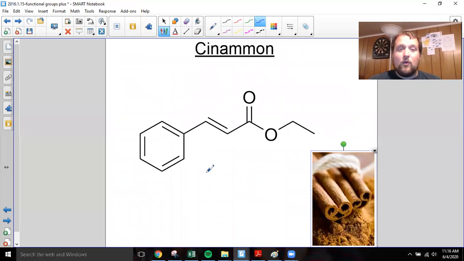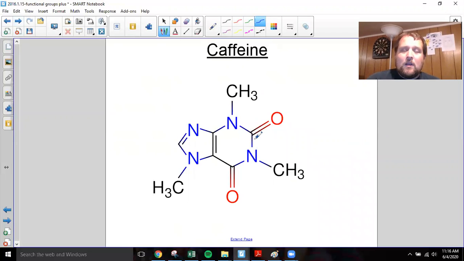Here's a structure for cinnamon. So here we got that skeletal formula again. We have a ring made out of 6 carbons and some double bonds. Remember, there's carbons at all the corners. They're just too lazy to draw them. And then over here, we have a C double bonded to an O and another O, and then a C next to it. This is called an ester, and esters generally smell and taste pretty good.